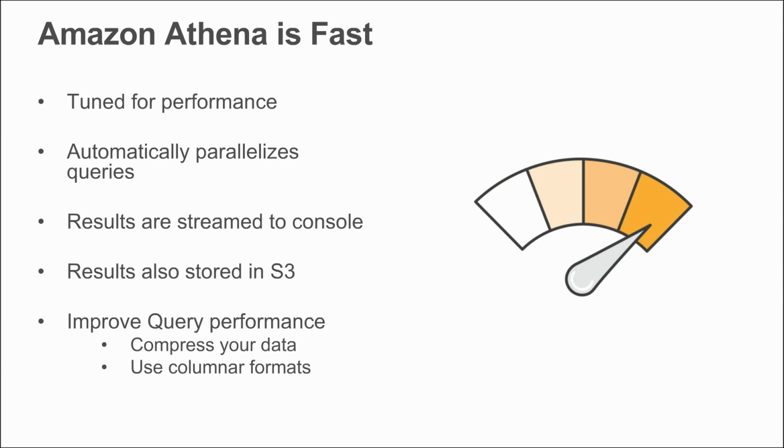So Athena is fast. It's tuned for performance. When you submit a query, we automatically parallelize the queries across several cores. Results are directly streamed onto the console, but results are also stored onto an output bucket that you can customize on S3. So if you look at the Athena console, there's a settings tab on the top, and if you drop down the settings tab, you can see the base S3 directory where results can be stored. You can improve your query performance if you compress your data or you use columnar formats. Both of these allow us to scan less data, and when we scan less data, Athena is faster.